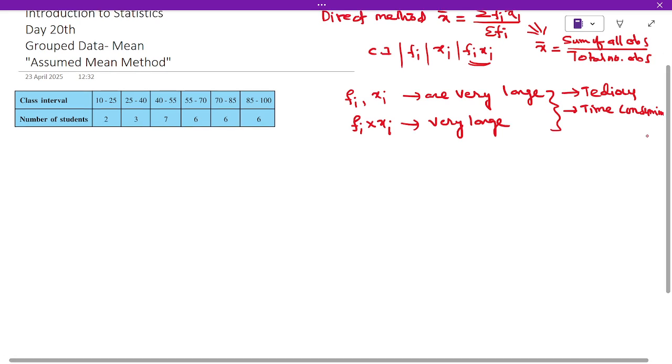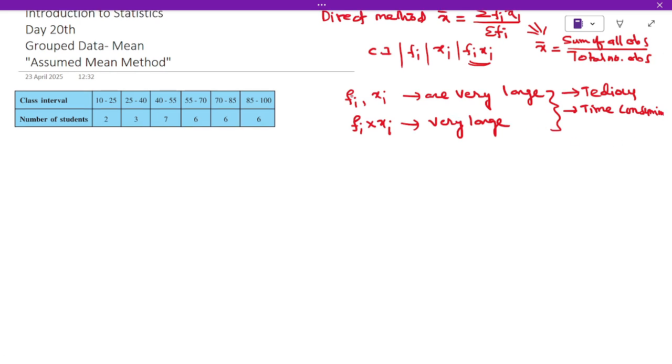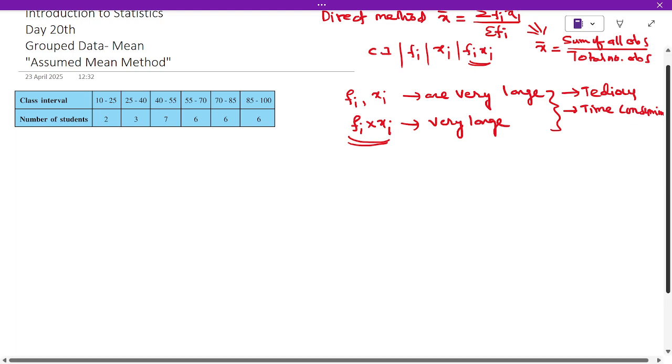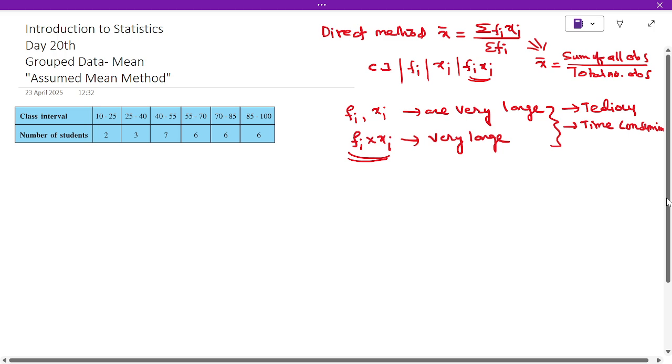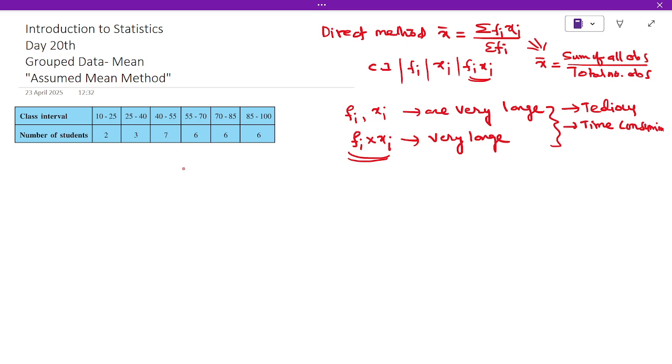So what we wanted to do is reduce these calculations. We want to make things very simple. We want to get the numbers very fast, right? Therefore, for that purpose, we have the alternative method, that is the assumed mean method. Clear? In this we are not going to change very much. The only thing is that we want to make the calculations very simple. So that is our focus.